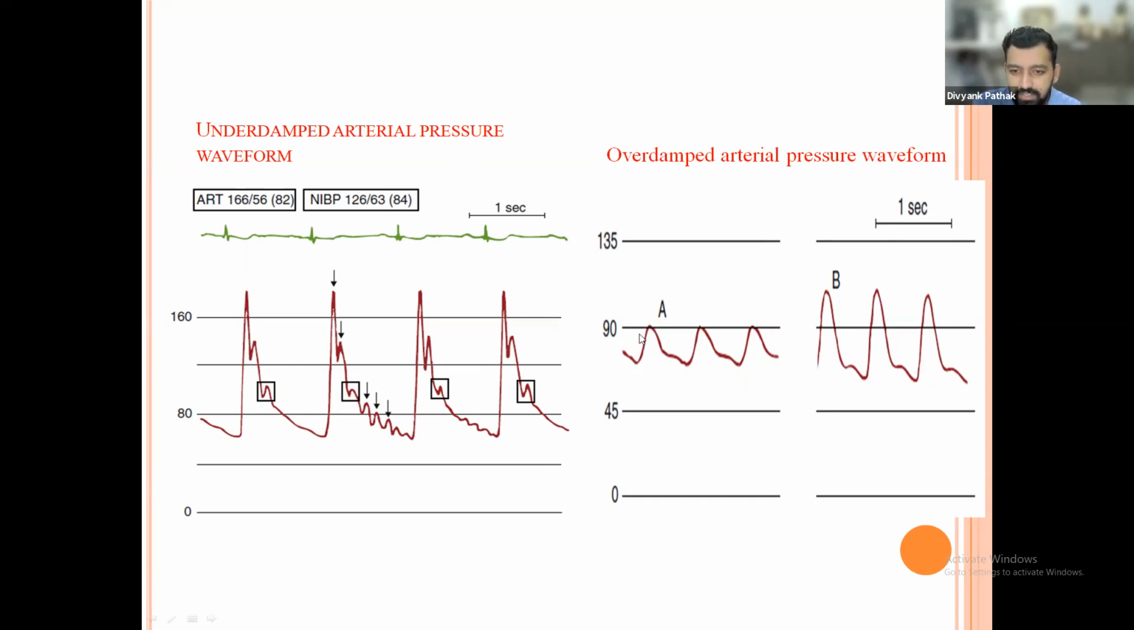Now here you can see, in comparison to this, the amplitude is very less. So this is an over dampened waveform. We'll go into detail, just to have a glimpse of what is over dampened and under dampened. If you see very shallow waves, then it is most probably over dampened. If you see very sharp, high waves, it is under dampened. But the mean pressure remains the same.